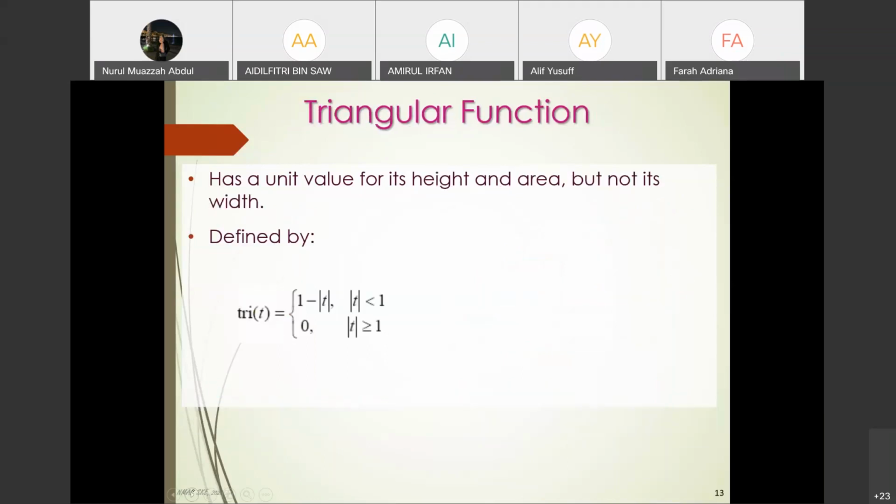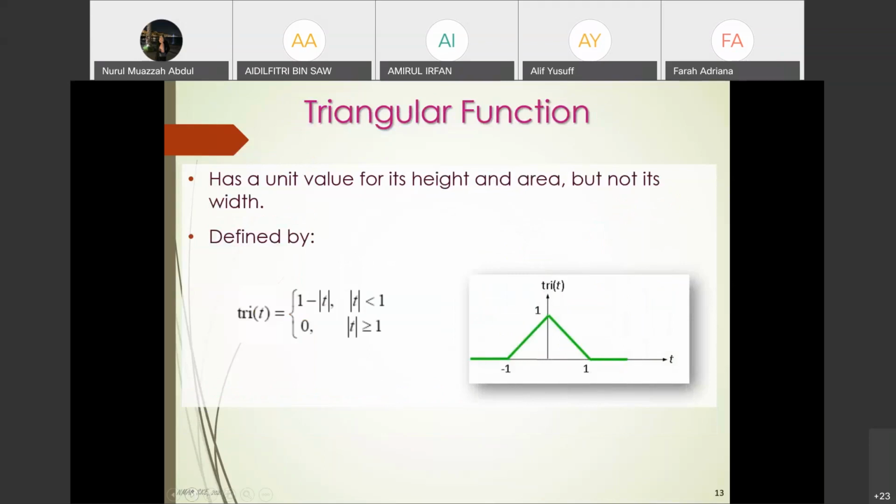Another one is a triangular function. This is the triangular function. So for this triangular, it has a unit value, means value equal to 1, for its height and area, but not its width. Because width here is actually 2. Because this is 1, this is negative 1, so it's actually 2.